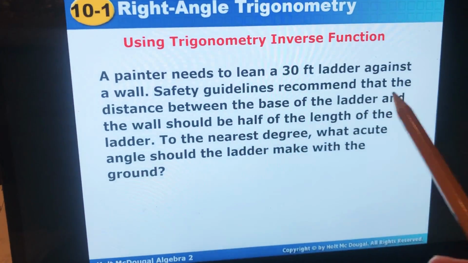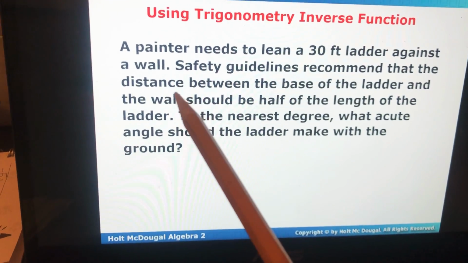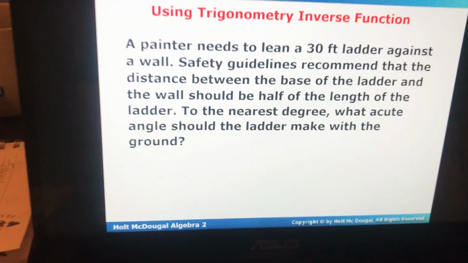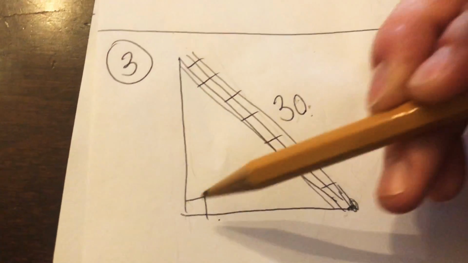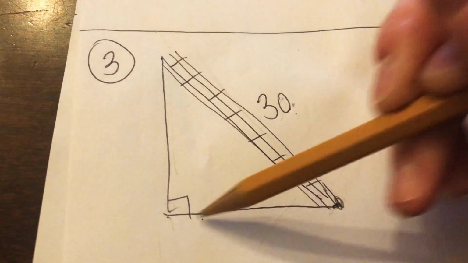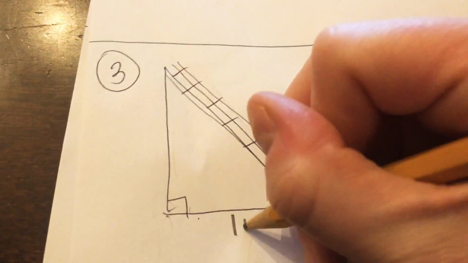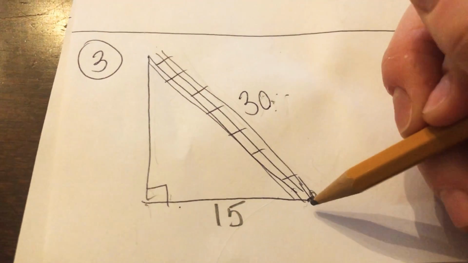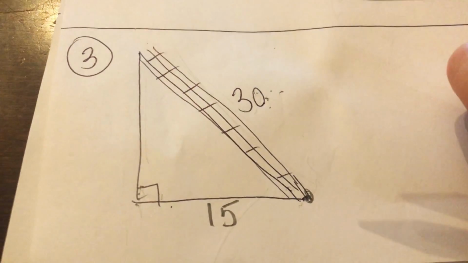What else do they say? Safety guidelines recommend that the distance between the base of the ladder and the wall should be half the length of the ladder. So where's the base of the ladder? The base of the ladder is here, and the wall. So they're saying that this distance should be half the length of the ladder. So that means that this distance should be 15. The base of the ladder and the wall. Okay?